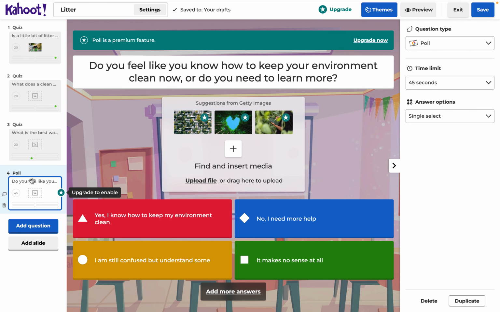And then I did this poll just for me as the teacher to see where all of my class is. It's going to tell me whether most of them understand what litter is and how to keep their environment clean, or if they need to learn more, practice more, or talk about it more. They're going to answer a poll question: Do you feel like you know how to keep your environment clean, or do you need to learn more? That way I know where most of my class is.